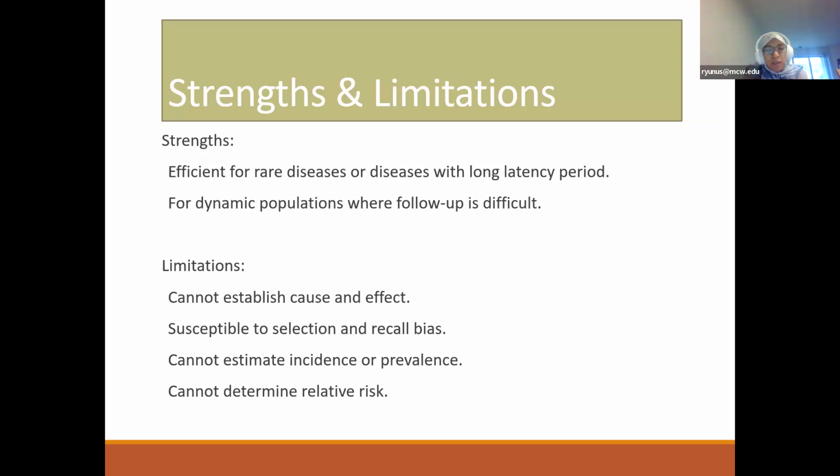Of course, case control design does not estimate incidence or prevalence, okay? Prevalence is usually calculated in cross-sectional study, whereas incidence is usually calculated in prospective cohort design. And finally, case control design cannot determine relative risk, and we'll address relative risk in the next part, which is prospective cohort study.